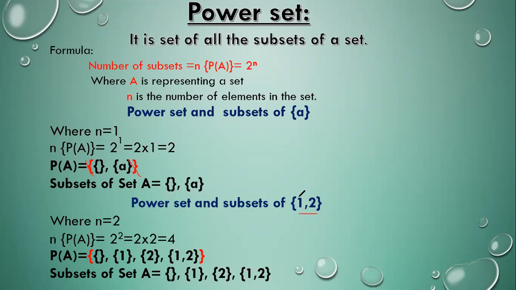Now, Fatma, how many elements are there in 1 and 2? So n is equal to 2. Then the number of subsets is 2 power n, that is 2 power 2. That means 2 power 2 is 2 twos are 4.